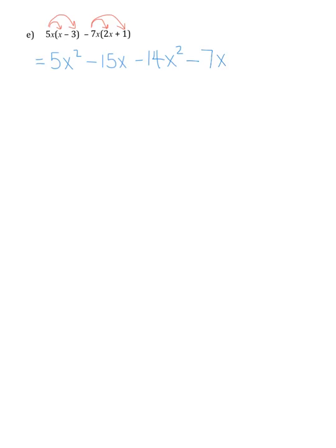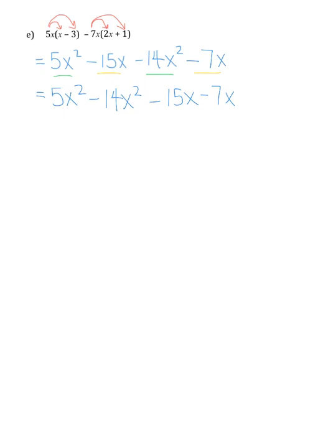Notice now we have like terms. So we do need to collect those like terms, just like we've been doing. We have a 5x squared and a negative 14x squared. Those are like terms. I'm going to put them beside each other. And then we have a negative 15x and a negative 7x. So let's go ahead and write those beside each other. Remember, the sign in front belongs with it. We have 5x squared minus 14x squared. And then we have a negative 15x, negative 7x, or minus 7x.